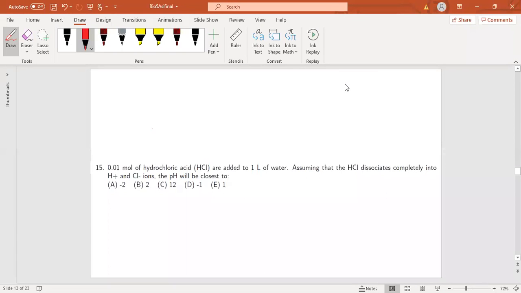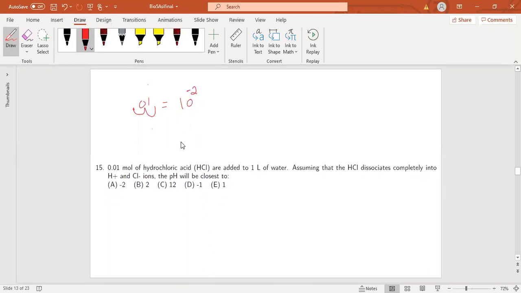So number 15 is saying we have 0.01 moles of HCl added to 1 liter of water, assuming that HCl dissociates completely into H plus and Cl minus ions. The pH will be closest to... So first, let's write out the concentration of HCl in exponential form. 0.01 will be written as, we're moving 2 decimal places, right? Can be written as 10 to the negative second, right?